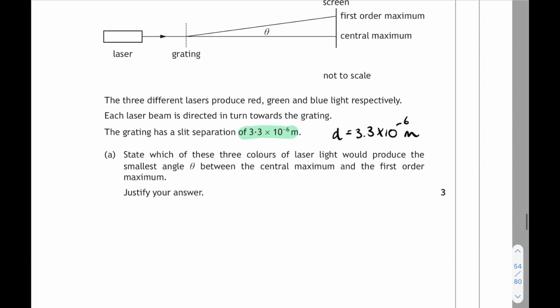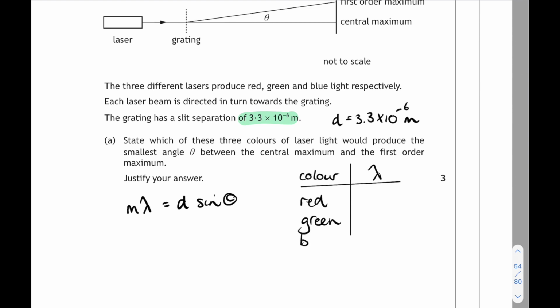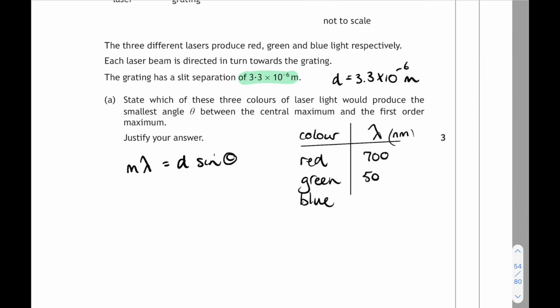Now part A, state which of these 3 colours of laser light would produce the smallest angle theta between the central maximum and the first order maximum. And you have to justify your answer. So let's go to our relationship sheet again and write down the grating equation m lambda equals d sine theta. Now, there are 3 colours, red, green and blue. You should know the approximate wavelengths for each of them. So for red it's 700 nanometers, green is about 500 and blue is about 400 nanometers.